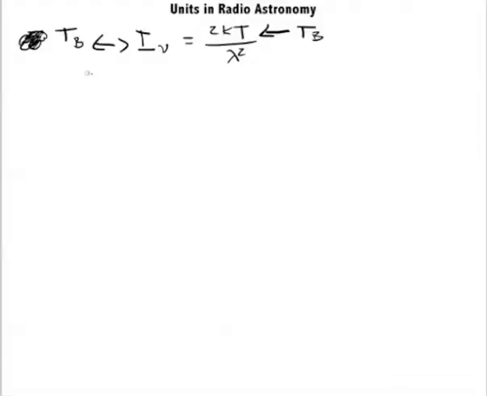The units of specific intensity are power per area per hertz per steradian.